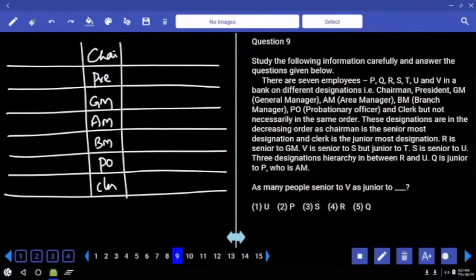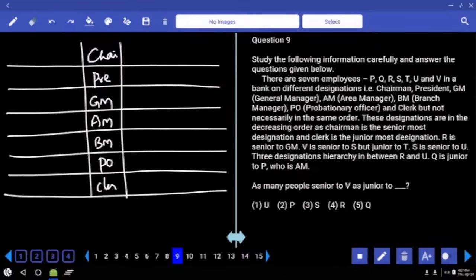Now 7 persons were there. These designations are in decreasing order. The senior most is the chairman and the clerk is the junior. Now see up to here, this entire part is the descriptive part. And the information starts with only 2 lines. That is the reason we bring this one under the first priority.